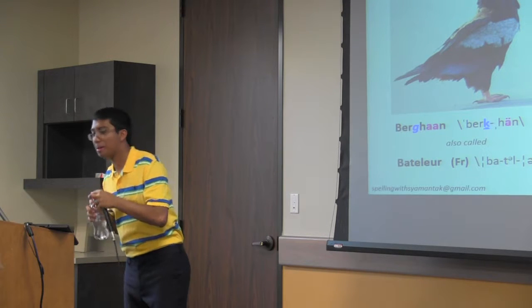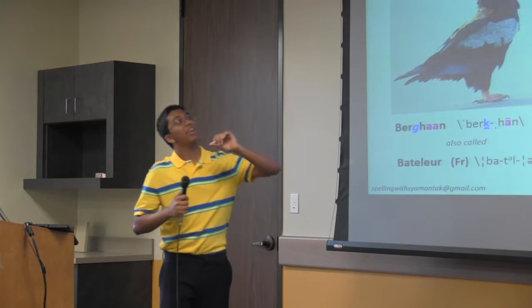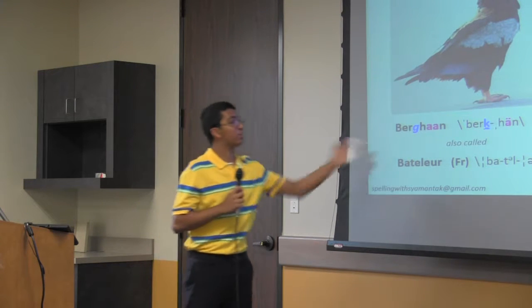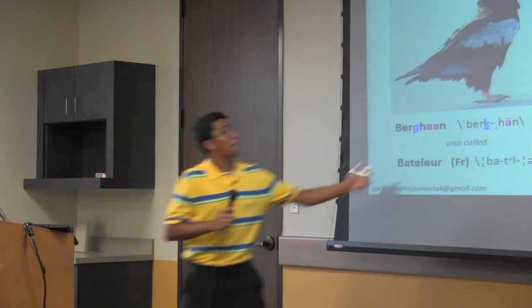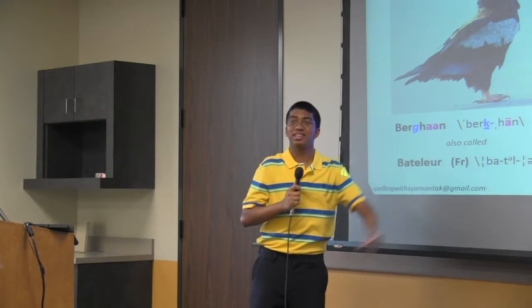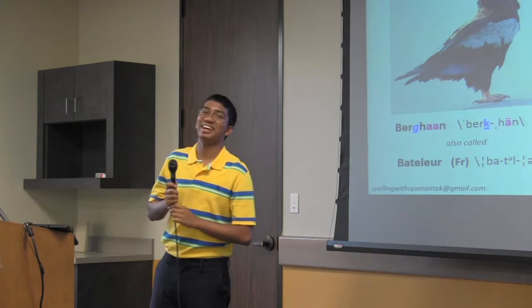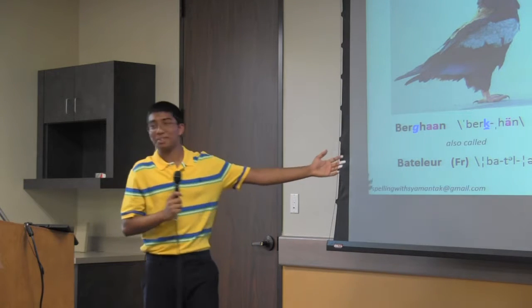The J becoming the Y. Another one of the weird things is right here. The G makes an H sound. So like this word, right? It's actually not Berg-han. It's actually Berghahn. So everybody say that. Berghahn. Yeah, so it's like a weird sort of H sound, but it's spelled with a G.